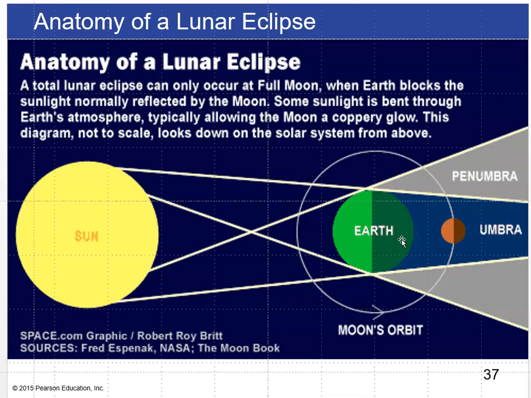So when you look at a total lunar eclipse, you're looking at the light from all the sunrises and all the sunsets on the earth reflecting off the moon to your eyes. So that's the only way you can see all the sunrises and sunsets at the same time. It also gives the moon that coppery glow when it passes into the earth's shadow.